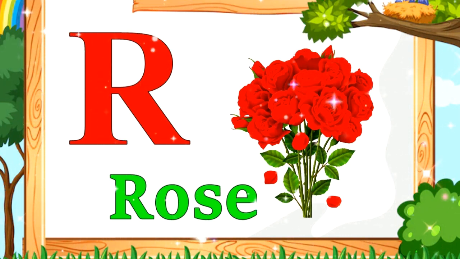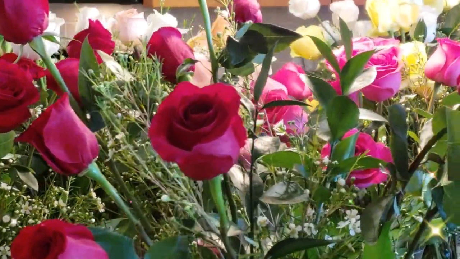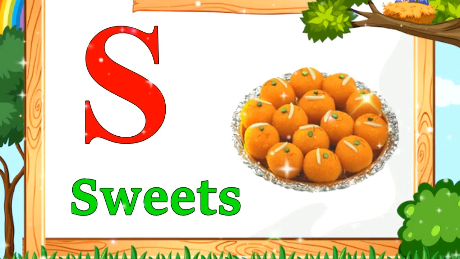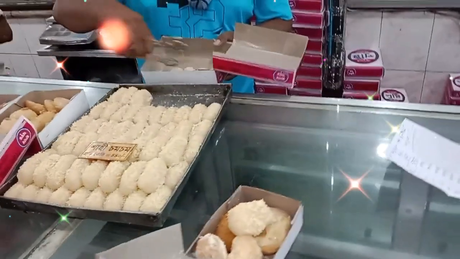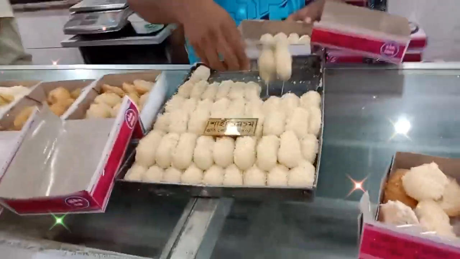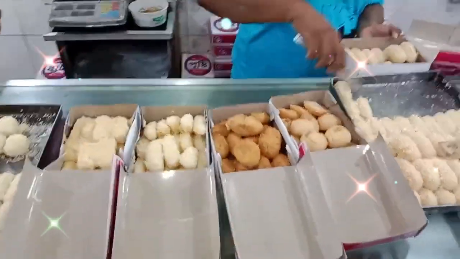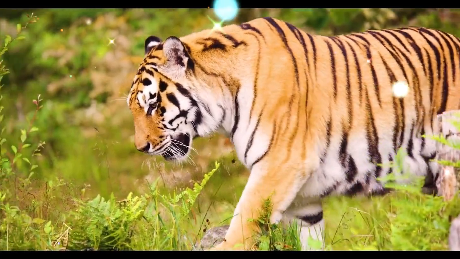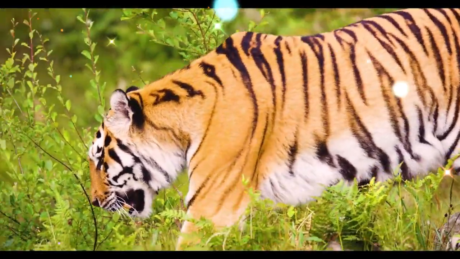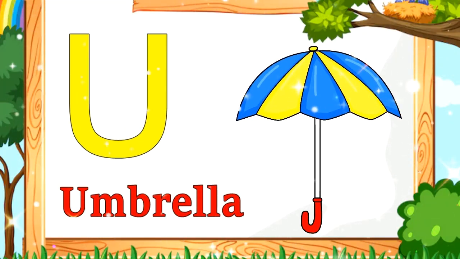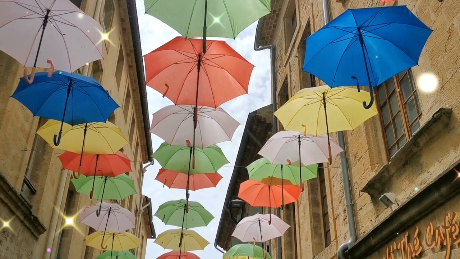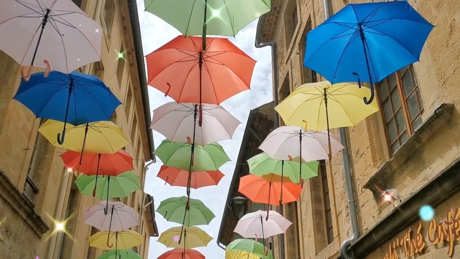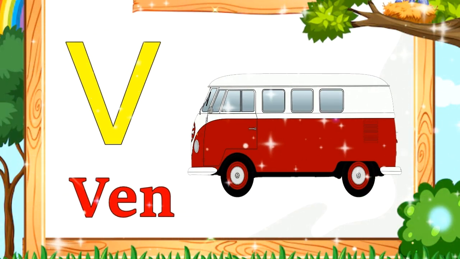R for rose. S for sweets. T for tiger. U for umbrella. V for van.